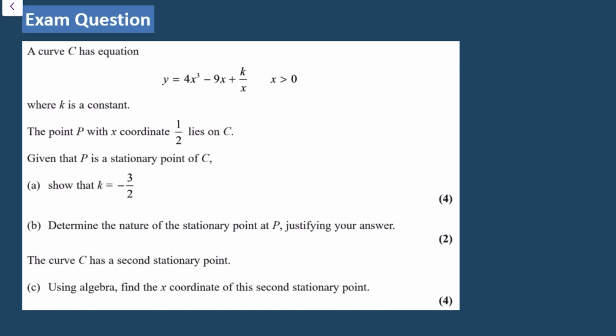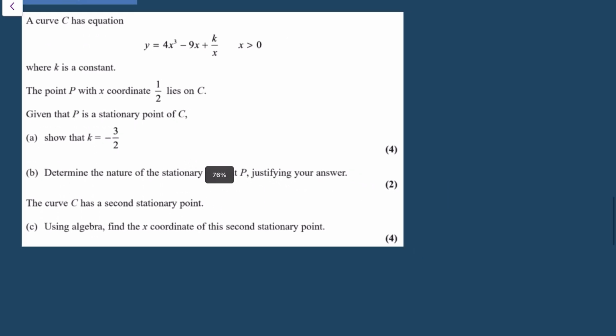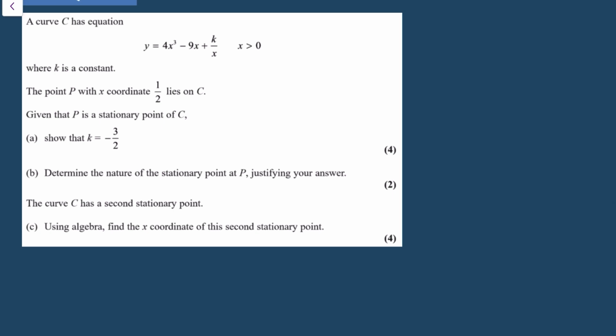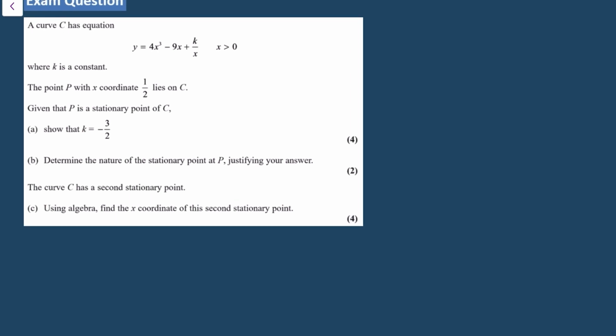We are given this curve C, y equals 4x cubed minus 9x plus k over x. They tell us the point P with x coordinate a half lies on C. They also tell us that P is the stationary point of C, and we need to show that k is equal to negative 3 over 2.